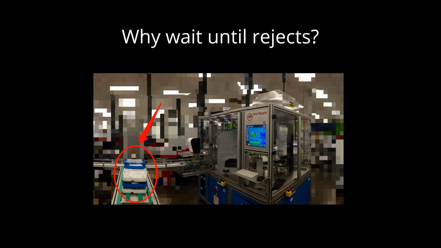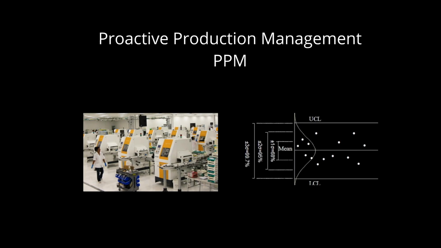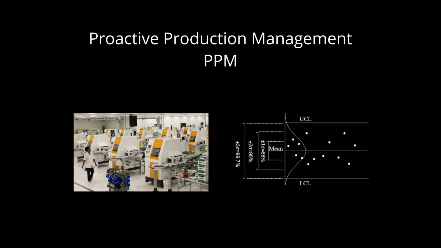But why? Why wait until rejects increases before taking a corrective action? At A&R, we believe this can be different. We believe that using a proactive production management approach, the drift could be detected before it's too late, before the reject rate increases. And this is what I'm going to talk to you about today.